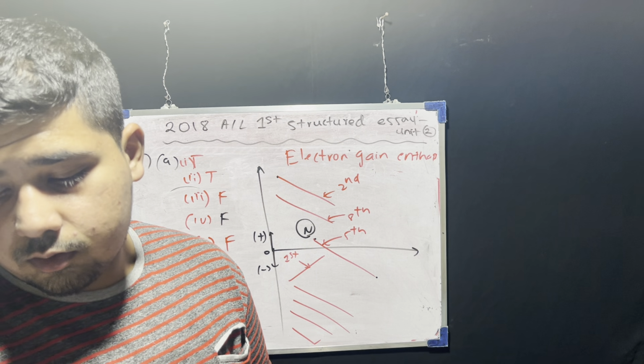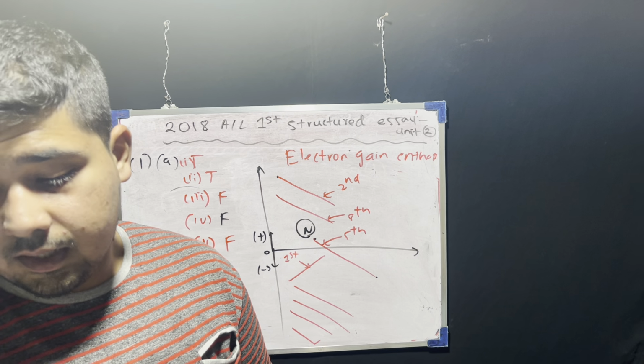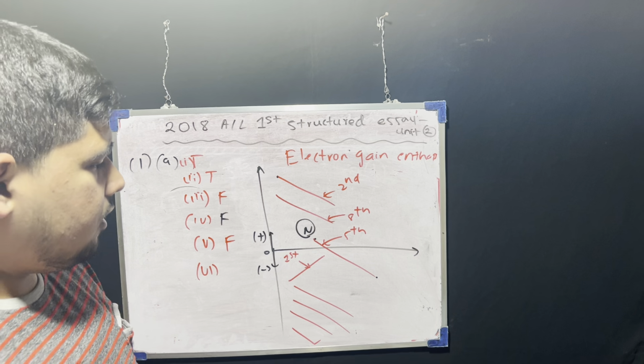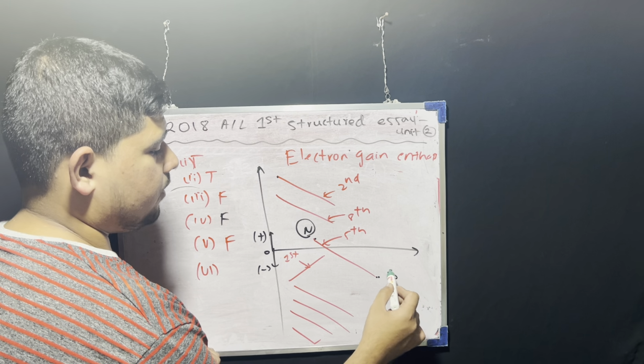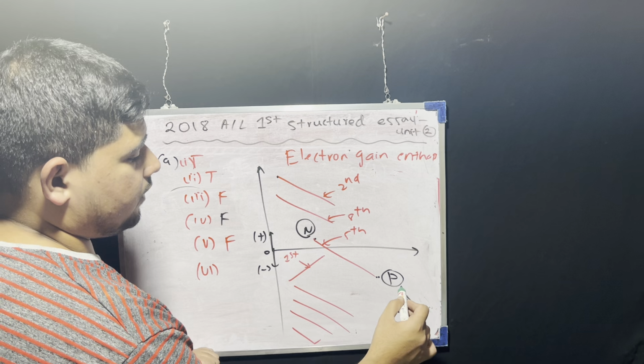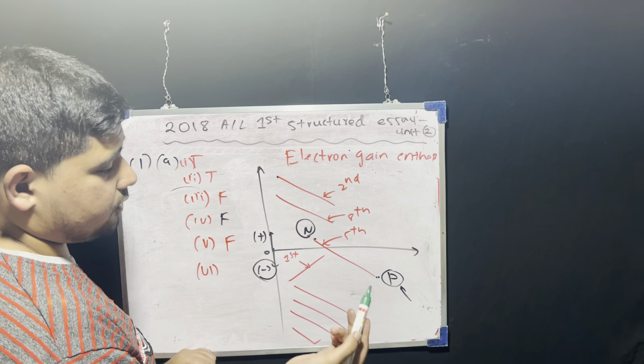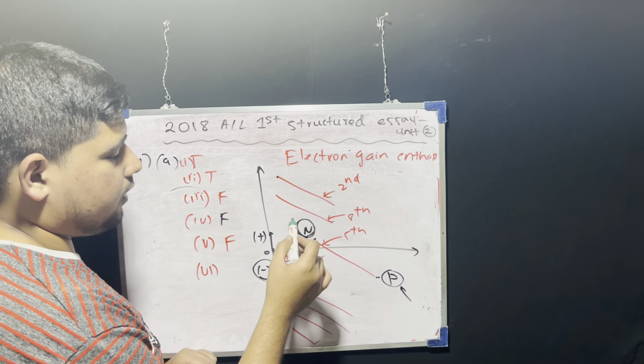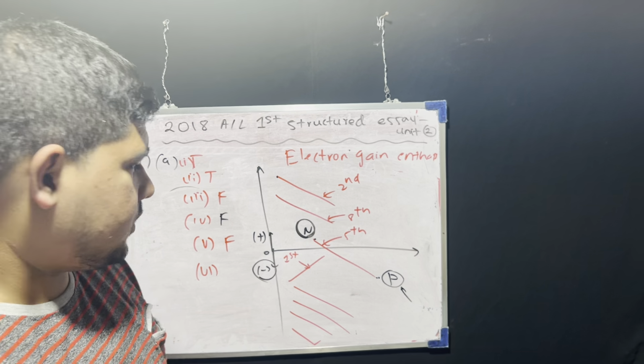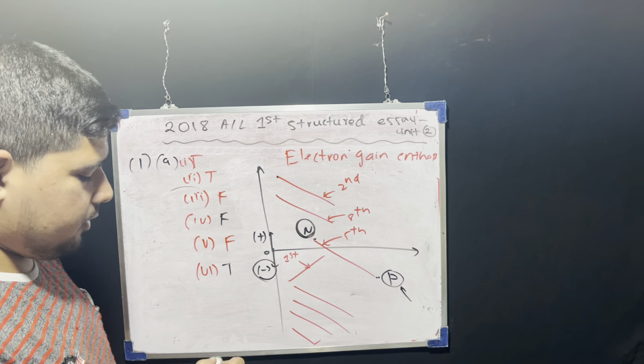The addition of an electron to a gaseous phosphorus atom is an exothermic process. Phosphorus will be somewhere here. Therefore, addition of an electron to a phosphorus atom is an exothermic process, while addition of an electron to a nitrogen atom is an endothermic process. Therefore, this is a true statement.